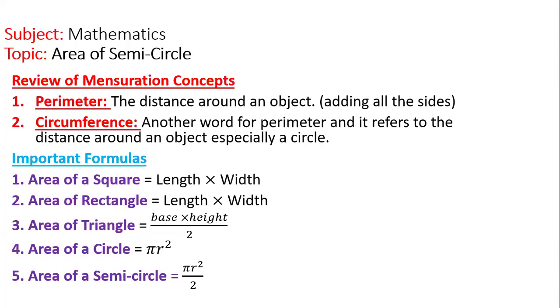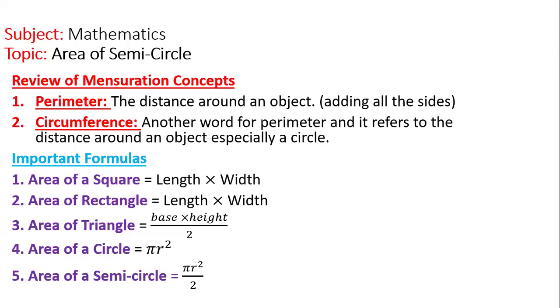Base times height divided by 2. Very good. Base times height divided by 2. Good afternoon, Charisse. No, don't write this down yet. And then what's the formula for the area of a circle? We did that yesterday. Pi r squared.